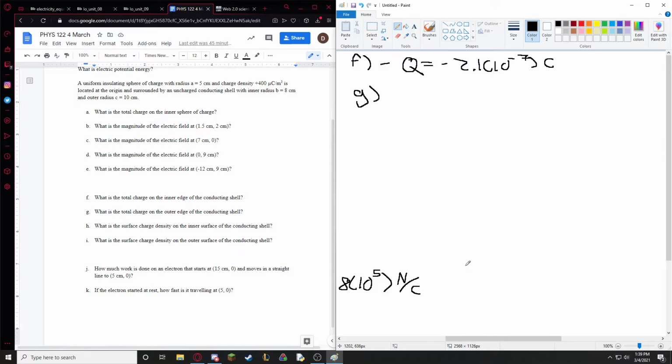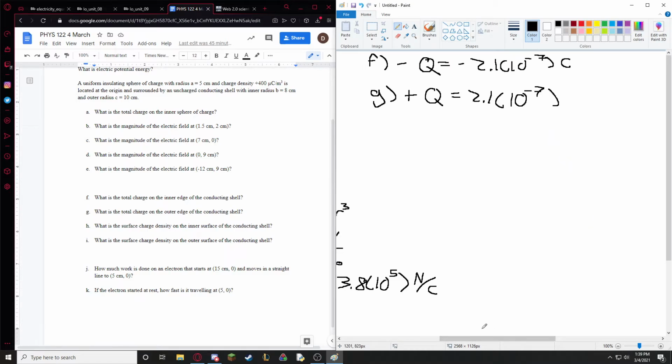Overall, the conductor has no charge, so the outer part of the shell would have to be the same in magnitude but opposite in sign of the inner charge. Exactly. Plus Q. So we have minus Q on the inner part of the conductor and plus Q on the outer part. So now how do we get the surface charge density of our conductor?